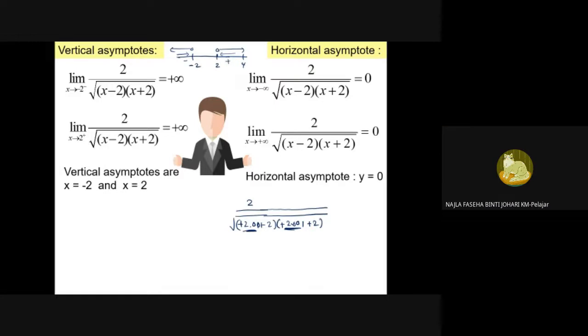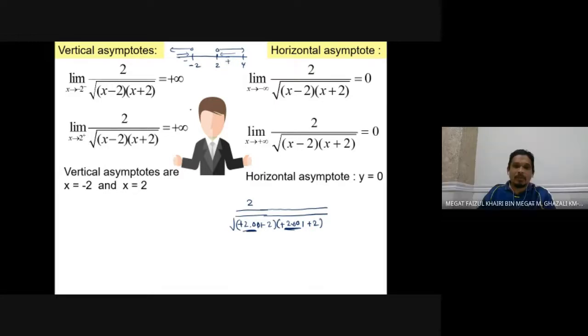Yes, okay, good. So both give us positive and positive infinity. So the vertical asymptotes are x equals negative 2 and x equals 2. And for this one, limit x approaching negative infinity, we divide by the highest degree of x from the denominator.